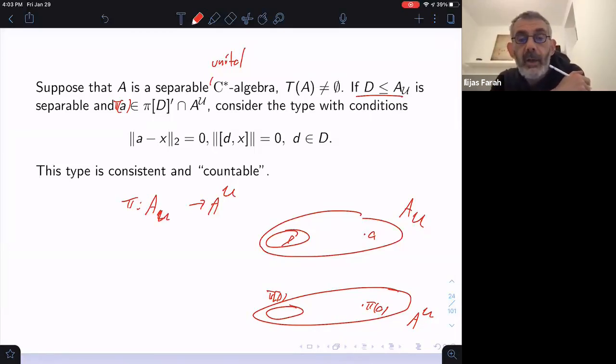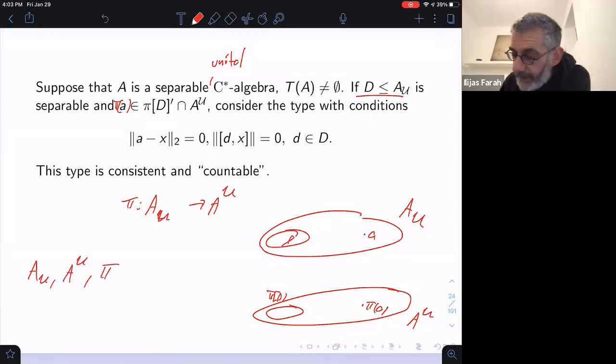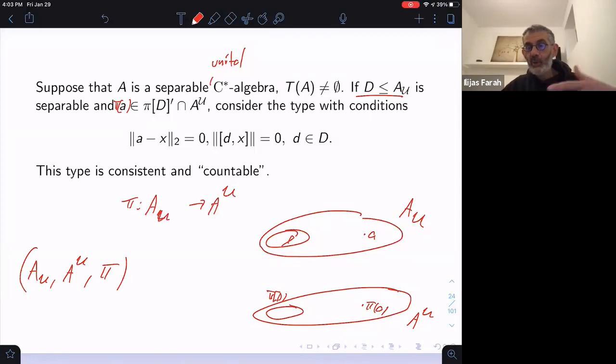Okay. Now we're looking at this structure, right? So our structure is the norm ultrapower, the tracial ultrapower, and the quotient map. As I said, I was cheating basically. Instead of saying this, I just defined this set with two kinds of formulas, but you can describe both of these structures by using those two kinds of formulas. And now look at the type in the language that I described, which has these conditions. You see both norms occurring.